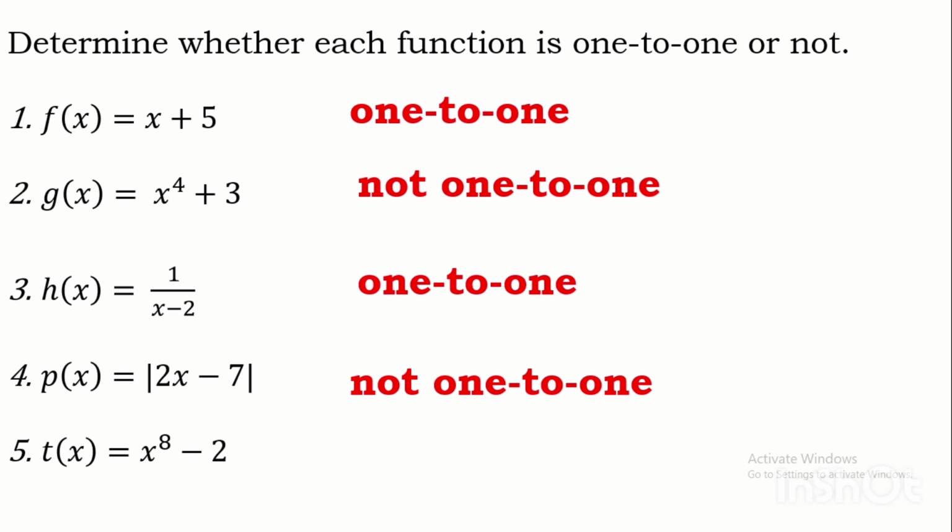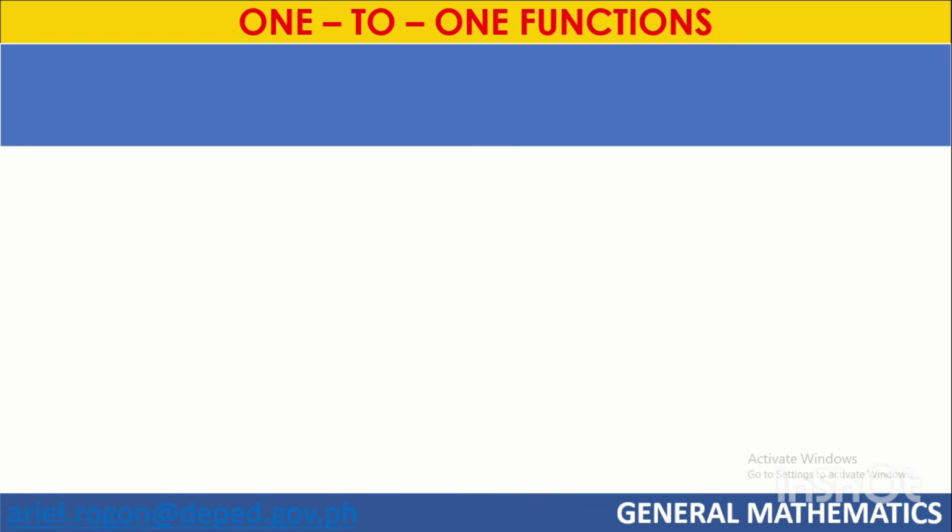P of x is equal to x raised to 8 minus 2. Again, even number yan. So therefore, that is not 1 to 1. So, siguro malinaw na sa inyo kapag binigay yung given function. Okay? Next.